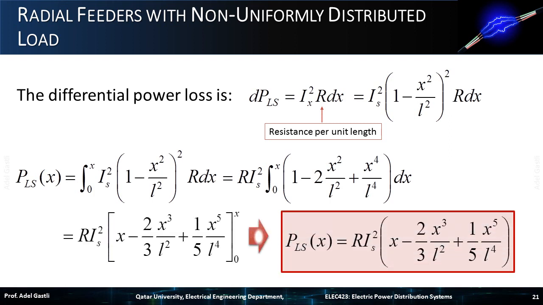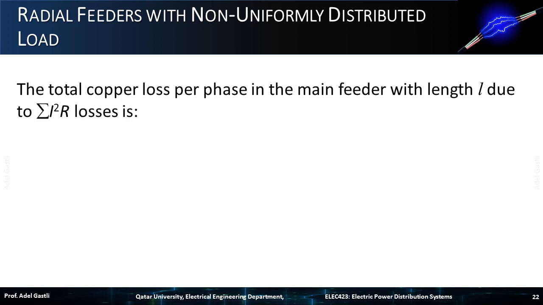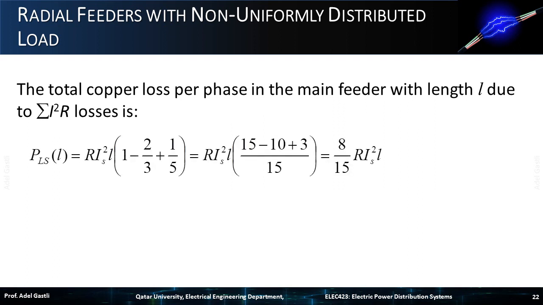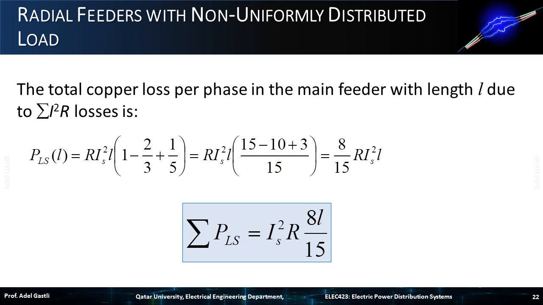By expressing the integral of this polynomial function and developing it further, we can obtain the general equation of the power loss at any distance of the feeder as given by this equation, which is a function of x, x cubed, and x power 5. Therefore, the total copper loss per phase in the main feeder with length L, can be obtained by replacing x with L in the previous equation, which yields the following expression. So, the total copper loss, sum PLS, equals Is square R times 8L over 15.